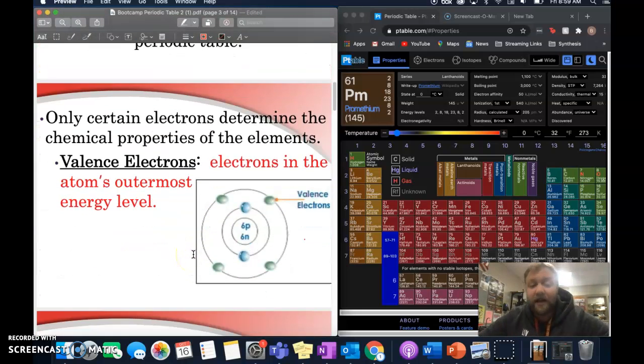All right, so only certain electrons determine chemical properties of the elements. These are our valence electrons. We have electrons that are found closer to the nucleus, and then some that are found further away. The ones furthest away from our nucleus, from the center of our atom, are what we call our valence electrons. What makes these electrons so important is that since they're on the outermost level, they can move from atom to atom and do chemistry. That's what makes them so important, their ability to move and do certain things.